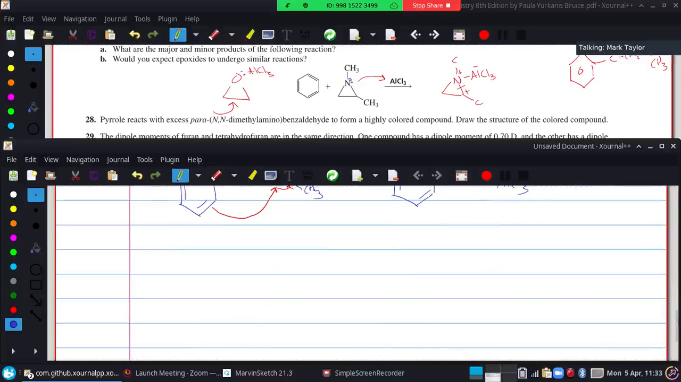28. Pyrrole reacts with excess para-dimethylaminobenzaldehyde. Ooh, there's a mouthful. Benzaldehyde. Para-dimethyl.